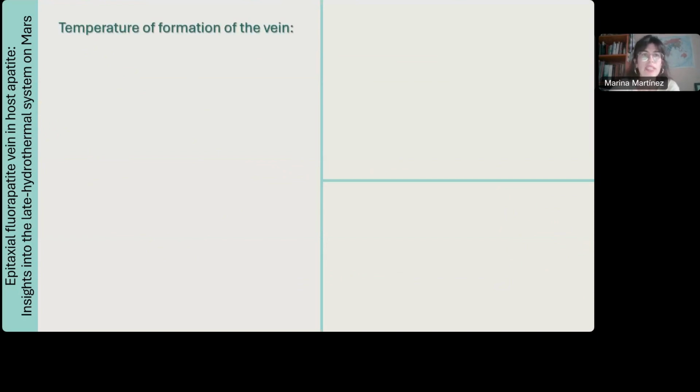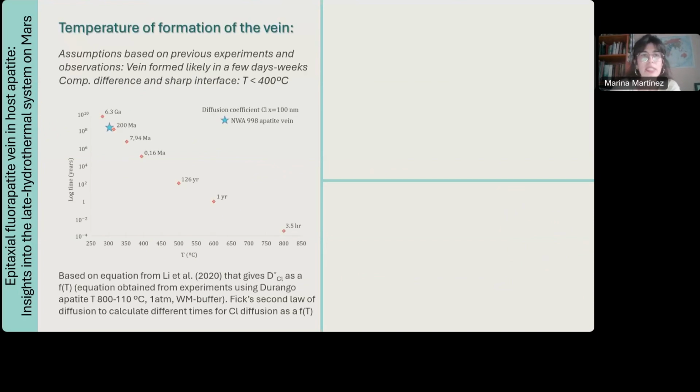So finally, the temperature of the vein can be estimated by taking into account an equation of the diffusion coefficients of chlorine as a function of temperature. Although Lee et al. were considering magmatic temperatures and we are at lower temperatures, so we had to extrapolate the numbers, and that could lead to some errors, and we have to take that into account.